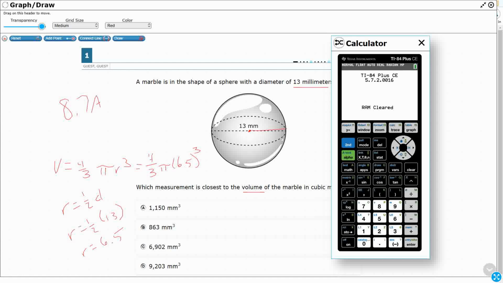All right, so we're going to do 4/3. So 4 divided by 3. And then we're going to multiply that by pi. So that means we have to hit our second to get the blue and that caret symbol to get our pi. And then we're going to get our 6.5. That is our radius. And then we need to cube it, right? So we're going to use that caret to get to the power. And you see we get the exponent button. And then there we go, 4/3 pi 6.5 cubed. And it's going to be 1150.346. And so 1150 is going to get us our closest. And there we go. Our answer there is A.